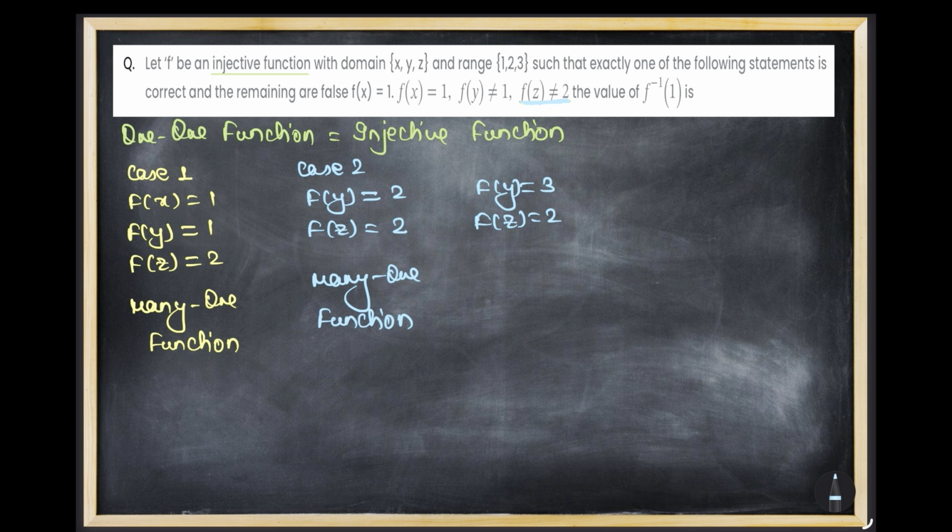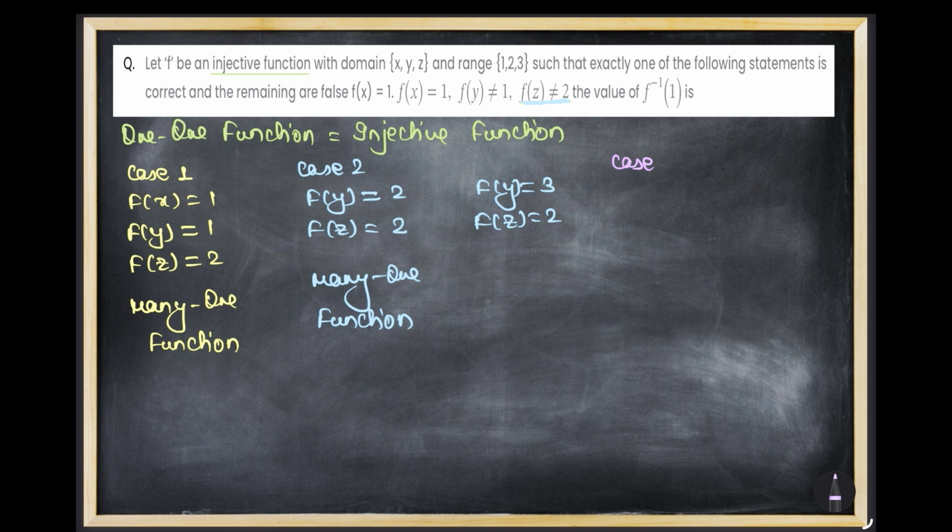Now go with the third statement, f of x. They are saying it is equal to 1, so not true means f of x is equal to 2 or 3. If you take f of x as 2, these two, x and z, will give you the same output 2. If you take 3, then y and x will give you the same output 3. So this is also a many-one case. This means case 2 is also not true.